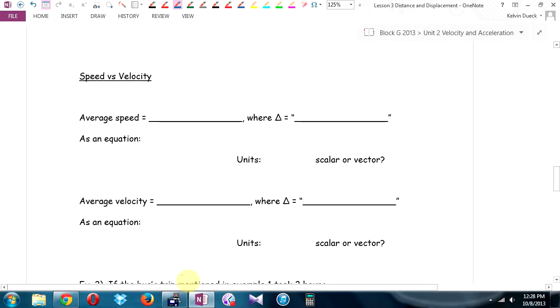Speed versus velocity. Average speed, scalar or vector? It's going to be a scalar divided by a scalar. Average speed is the change in distance, not change in displacement, change in distance over time, where delta means change in.